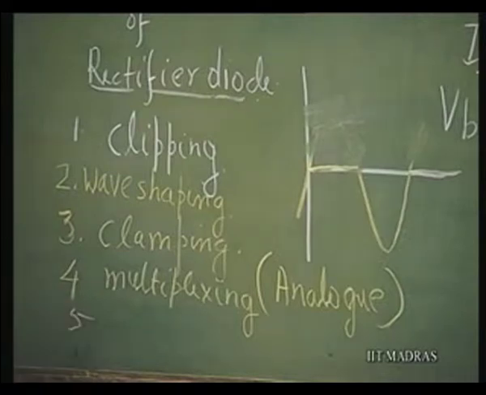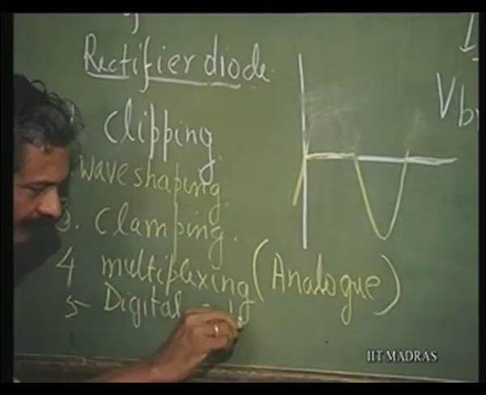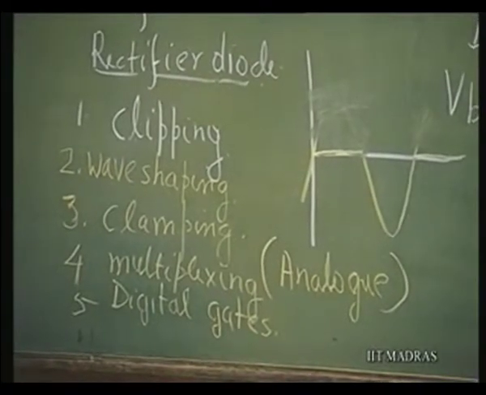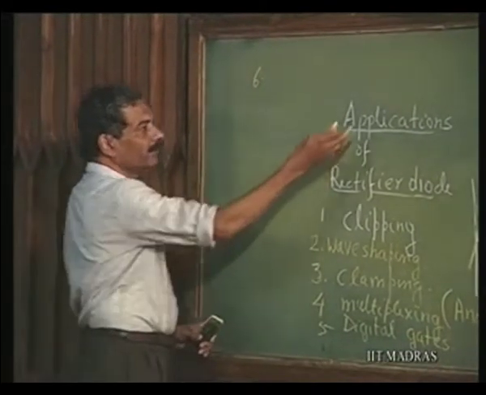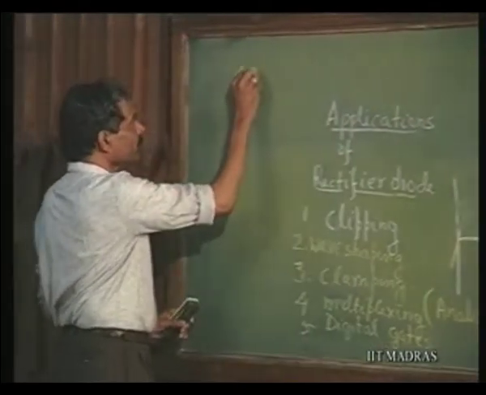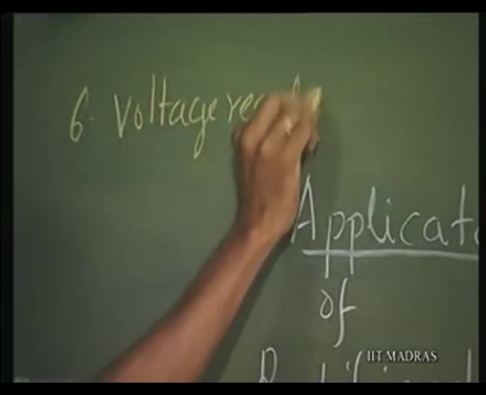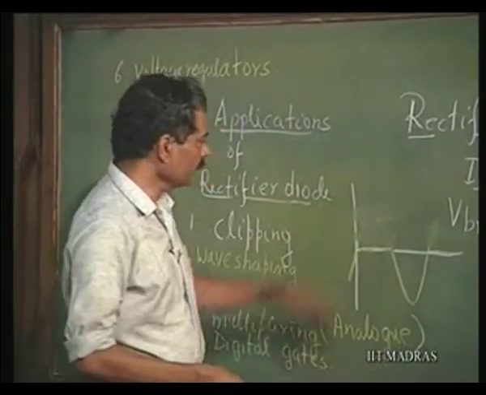Then of course, it is also used for digital application in what is called digital gates, logic gates, an important application of diode in digital gates. Then in the form of Zener diode, it is used for voltage regulators. So, these are the variety of applications in electronics for which this diode is going to be used.